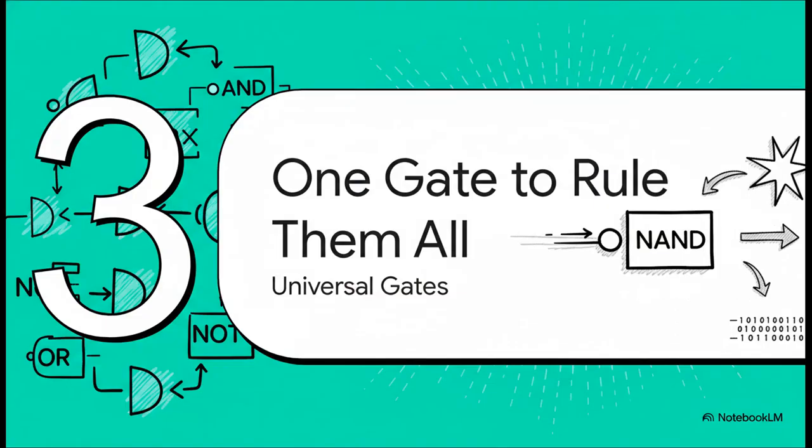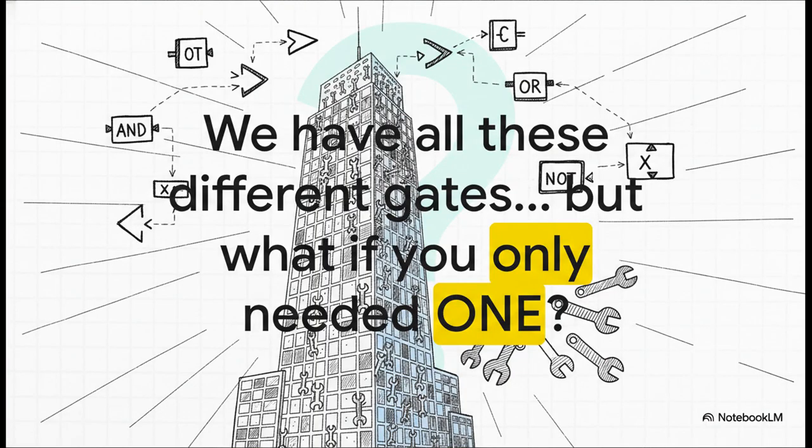So, okay, we're building up this nice little toolkit of logic gates, but in the world of engineering and computer science, efficiency and elegance are everything. What if we could simplify things a lot? This is where things get really, really clever. I mean, just think about that for a second.